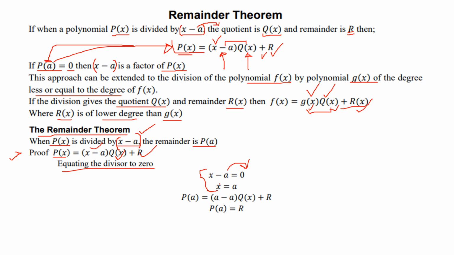You make x the subject by taking a to the other side. So here a was negative, and when you bring it this side, it turns to positive. So our x is going to be equal to a.